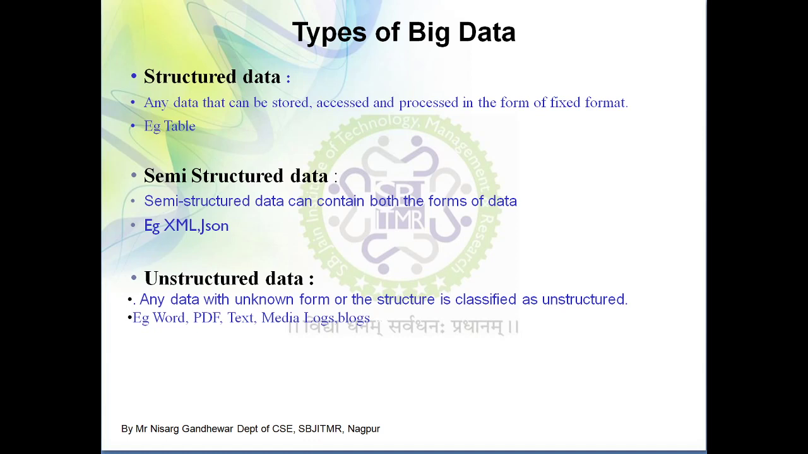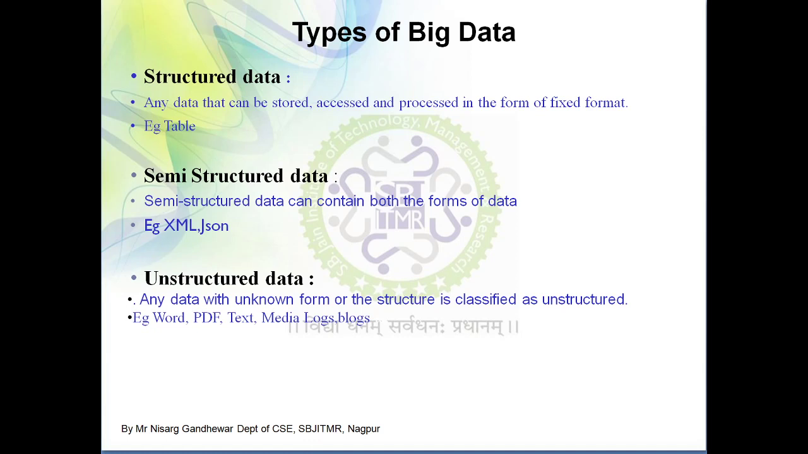You have observed XML data. We use various tags in that XML. So that XML data we can call semi-structured data, and this is generally used in various technologies also. And the third type of data is unstructured data.